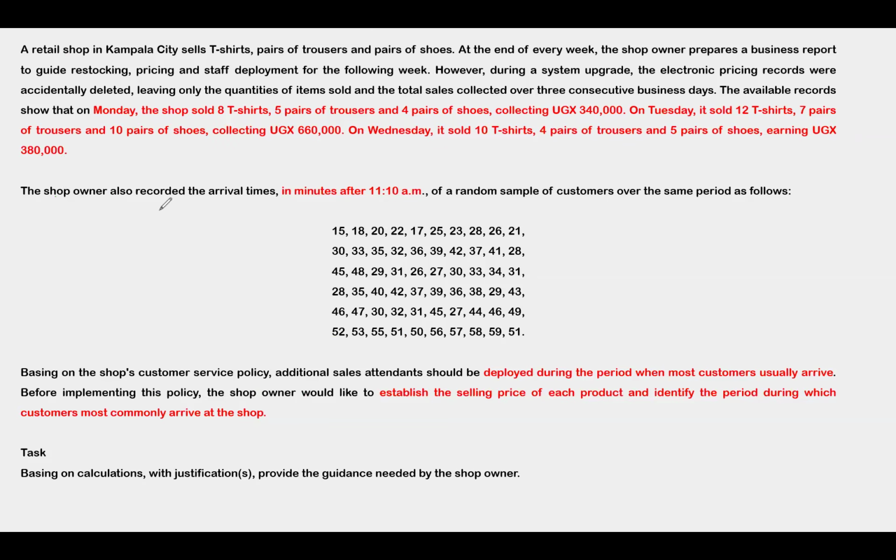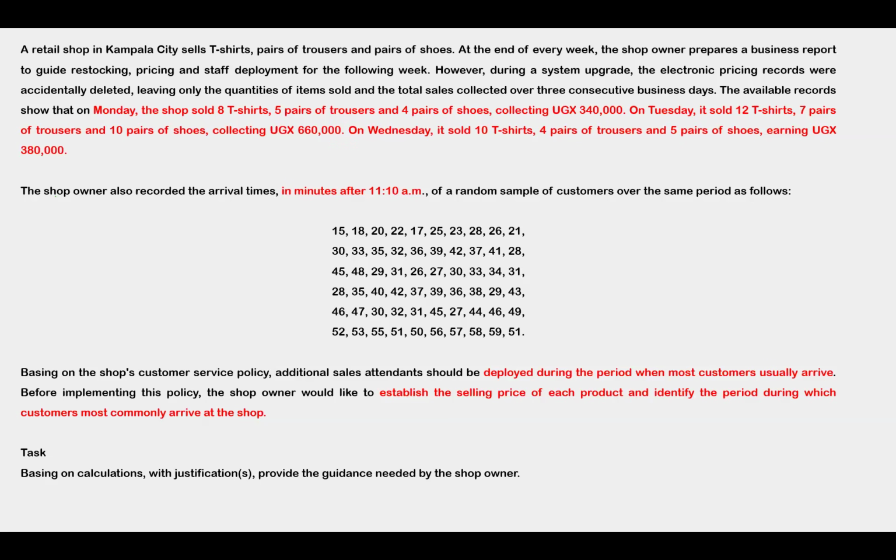The shop owner also received the arrival times in minutes after 11:10 a.m. of a random sample of customers over the same period as follows, and then they give us that particular data. Basing on the shop customer service policy, additional sales attendants should be deployed during the period when most of the customers usually arrive. Before implementing this policy, the shop owner would like to establish the selling price of each product and identify the period during which customers most commonly arrive at the shop.